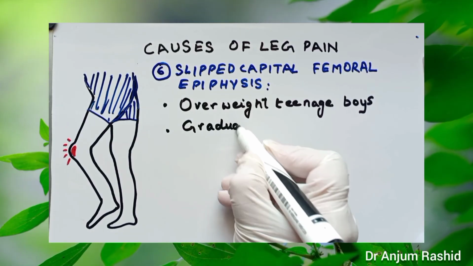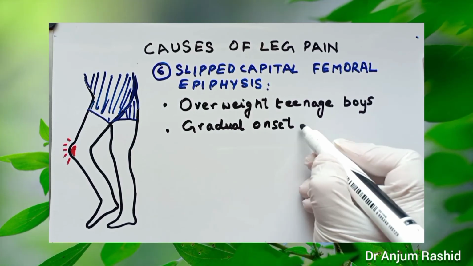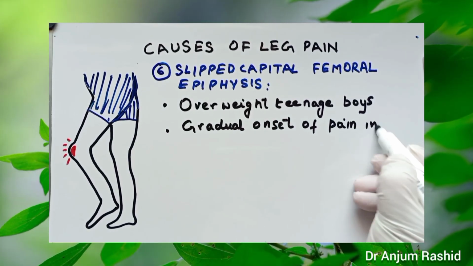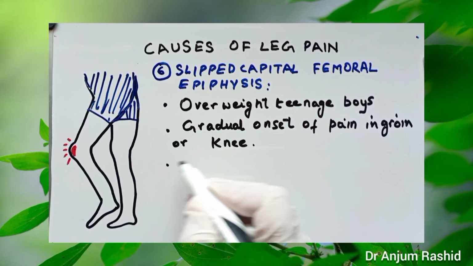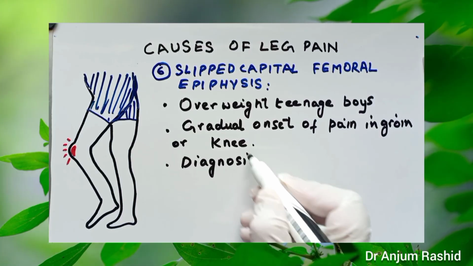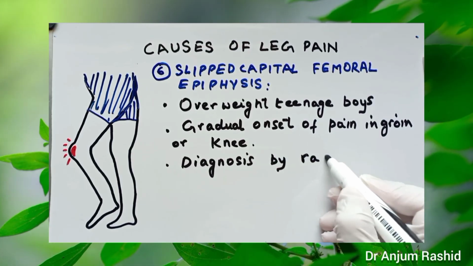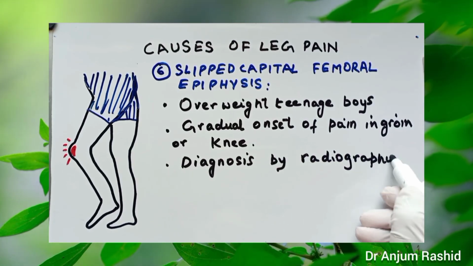Examination shows limited hip internal rotation. It is an orthopedic emergency because untreated slips can lead to avascular necrosis. Diagnosis is confirmed with X-rays and urgent surgical fixation is needed to stabilize the hip.